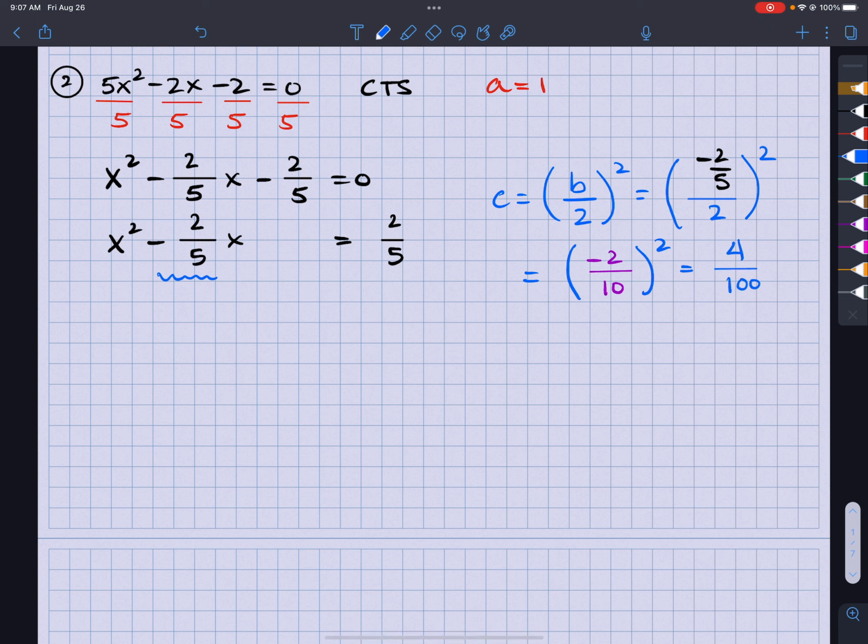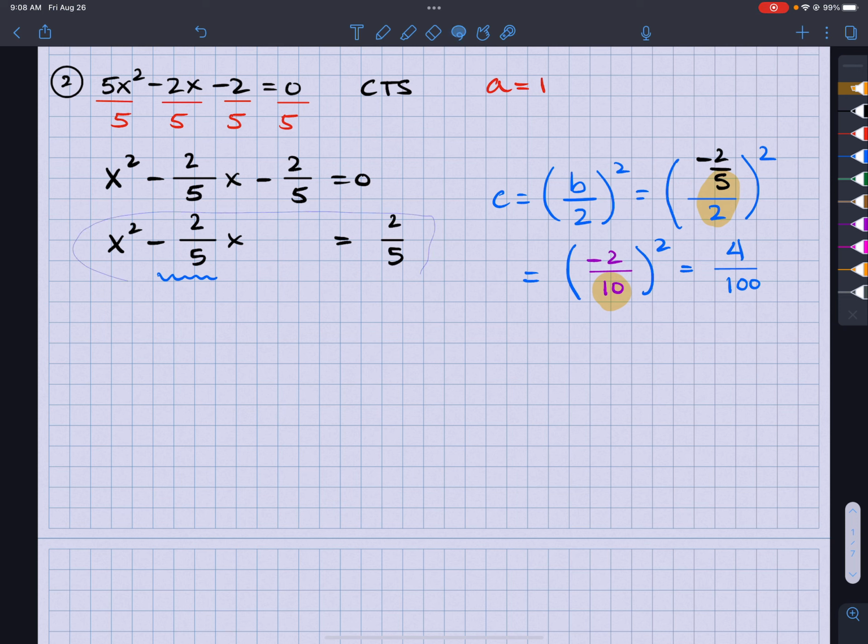So that's going to equal 4/100. Okay, a couple of things. To get this 10, I got it from multiplying the 5 times the 2. And that will work every single time. To get the 4/100, when I square this, that means it's negative 2 times negative 2, which is 4, and 10 times 10, which is 100. So I have to add this to both sides.